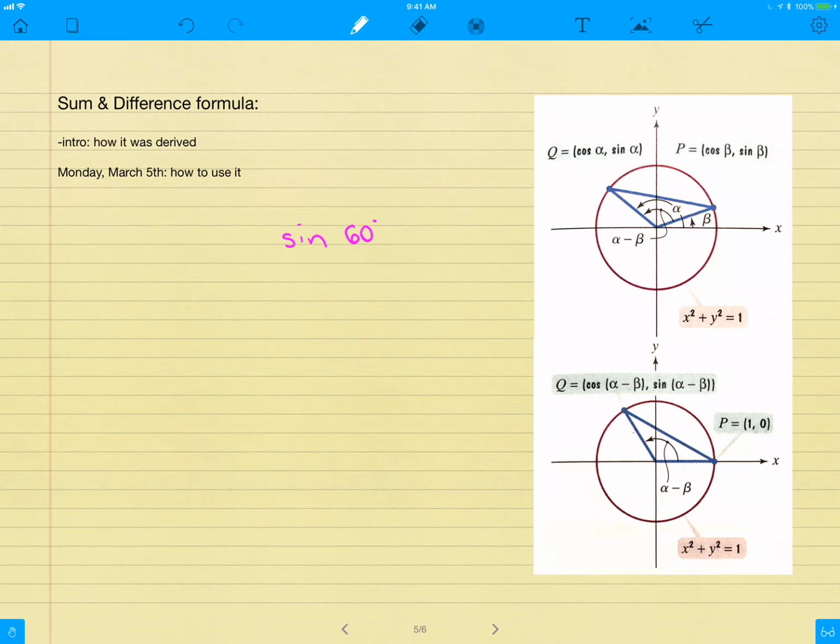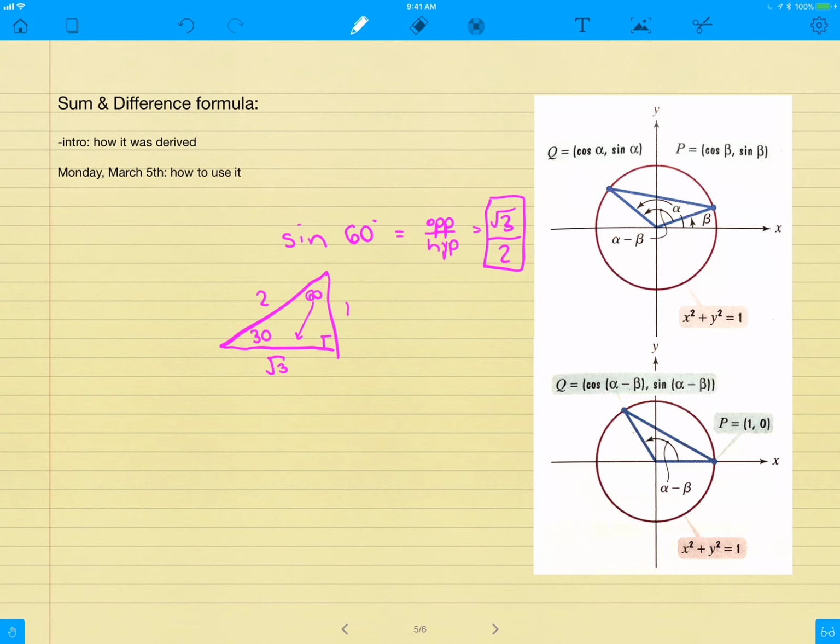Because the sine of 60, you can just use your special triangles. That's a 30, 60, 90 triangle. The opposite of 60 is root 3, opposite of 30 is 1, opposite of 90 is 2, and sine means opposite over hypotenuse. For 60 degrees, the opposite side is root 3 and the hypotenuse is 2, and there's your answer, right? It's root 3 over 2.